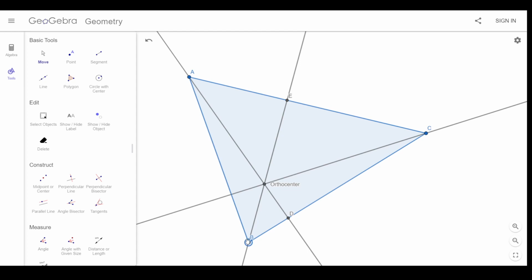So let's say I wanted to find that angle B right there, find out exactly what it is. This program will tell you exactly what it is. If I click on angle, then come over here, hit one of the sides of the angle, hit the other side of the angle, it'll tell you exactly what that angle is. I'll put it up here.